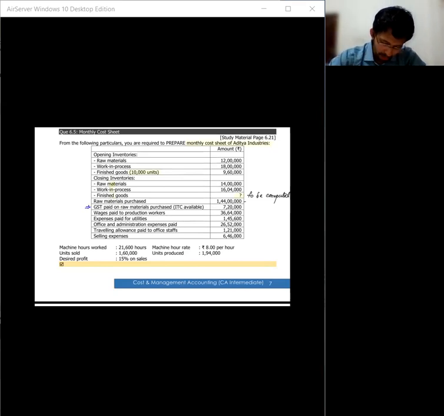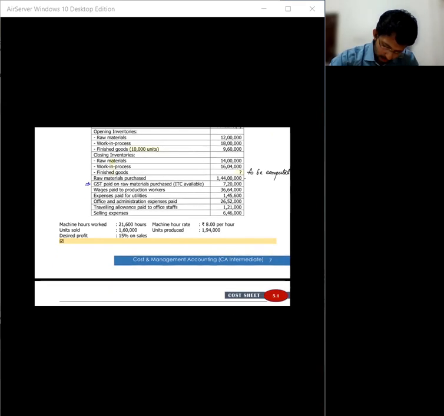Okay, right. Now, next, wages paid to the production workers, 36,64,000. Then expenses paid for utilities, 1,45,600. Office allowance paid to the office staff, that is 1,21,000. And selling expenses, that is 6,46,000. Okay, so you have all these details. Now, there is some other information given. Machine hours worked, 21,600. Machine hour rate, 8 per hour.